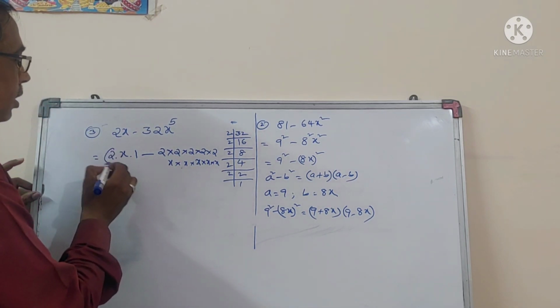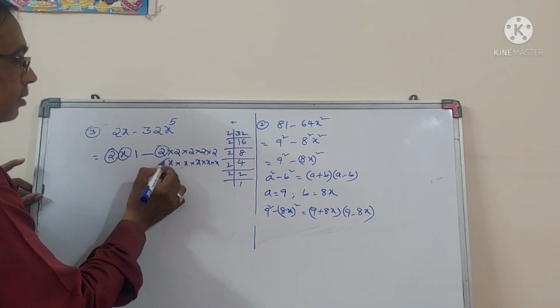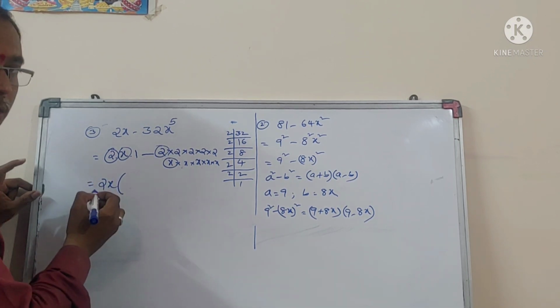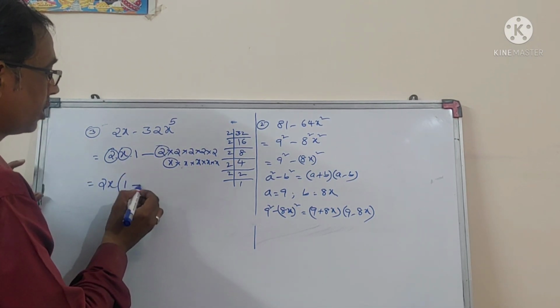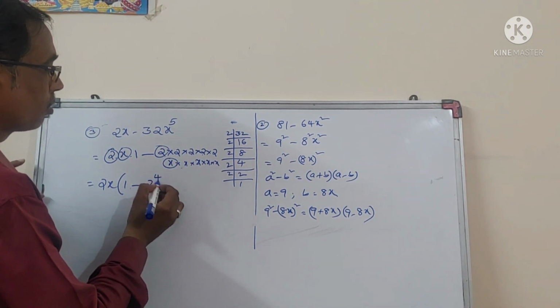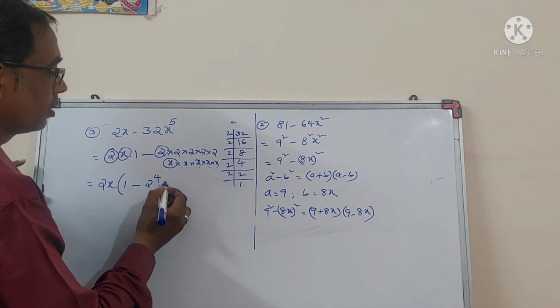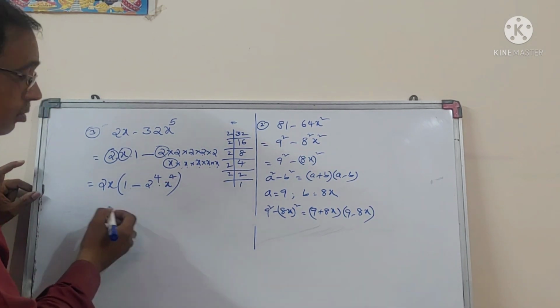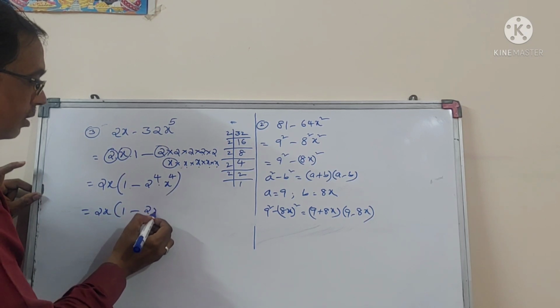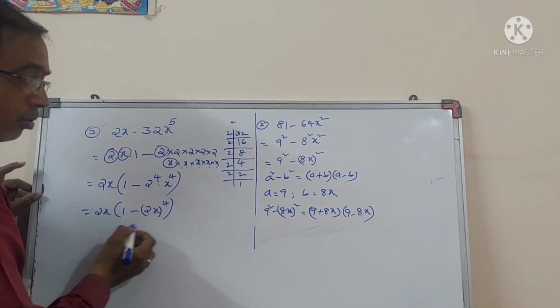Now in this we can take common 2 and x. Now we should write 2x into bracket, begin with 1 minus the remaining 2 into 2, 2 into 2. So here 2 power 4, and x into x, x into x, x power 4. So we can write it as 2x into 1 minus 2x to the power of 4.